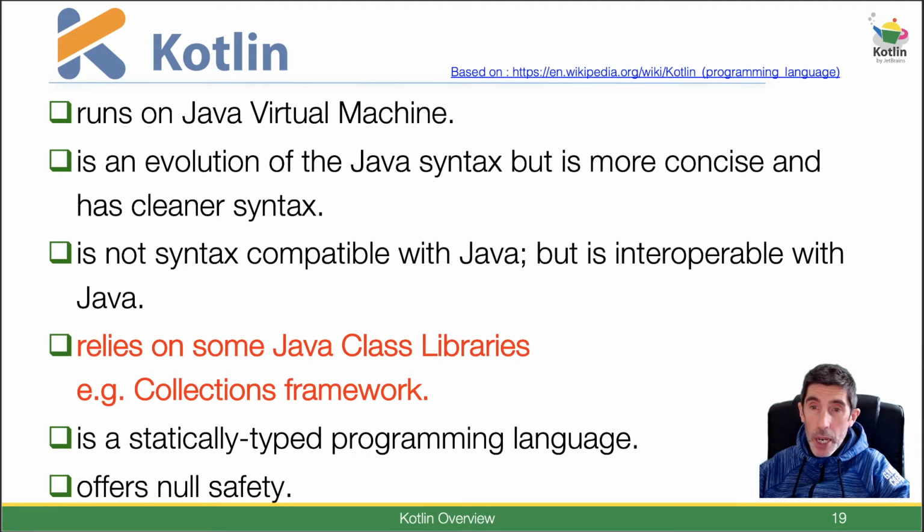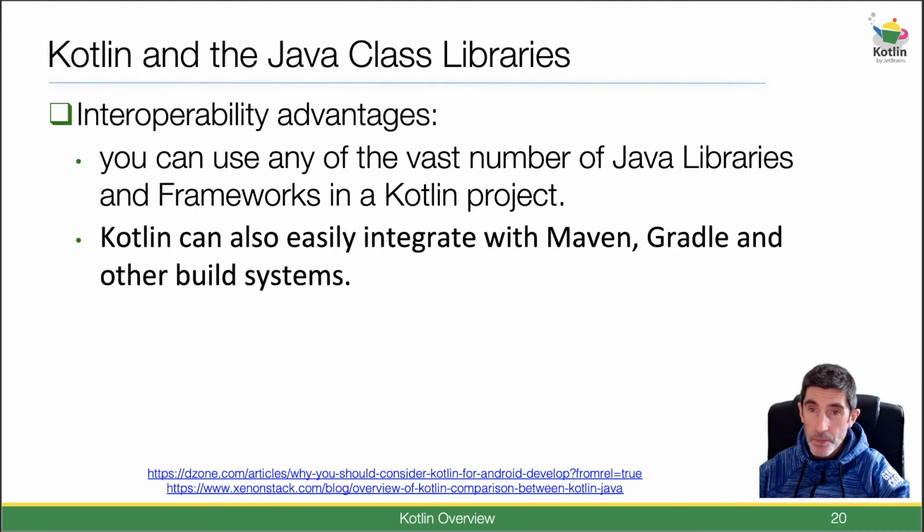To the next point, it relies on some Java class libraries, for example, the collections framework. You can use any of the vast number of Java libraries and frameworks in a Kotlin project. So if you've done any work at all having to store data inside a Java application, you would have worked with the collections framework. You would have worked with your array list, your linked list, your stacks, your queues, maps, sets. All those classes are still available to you in Kotlin.